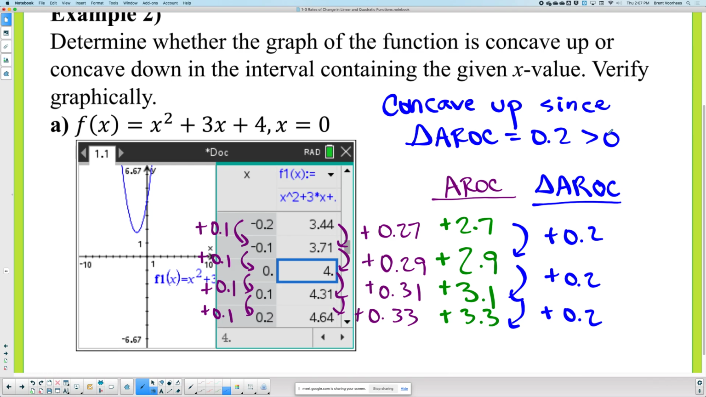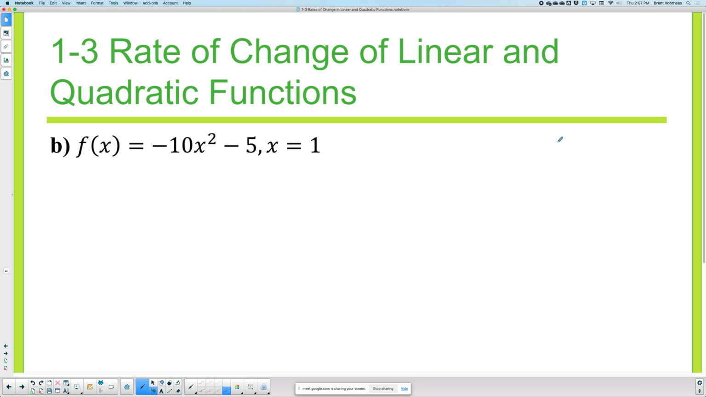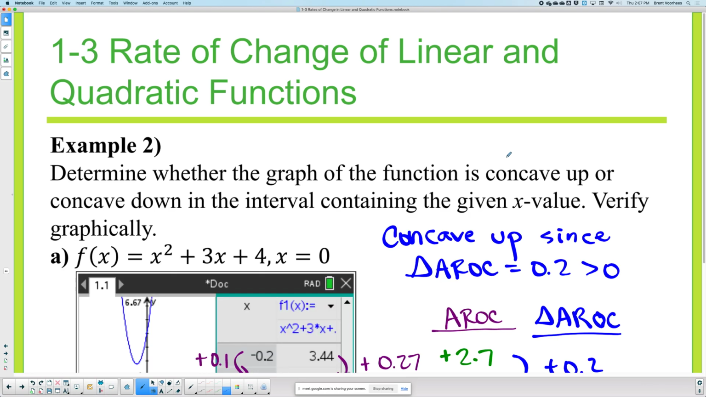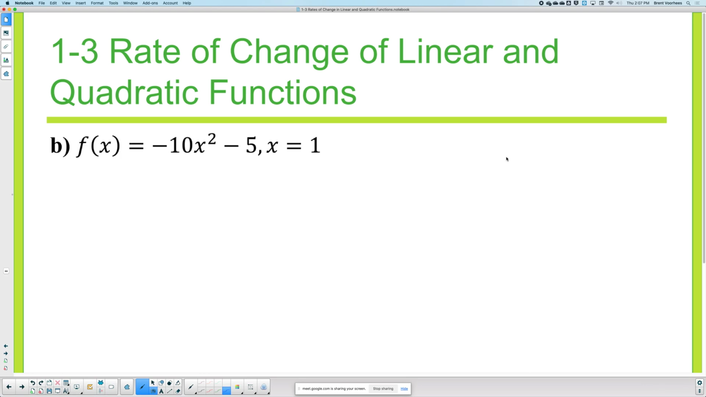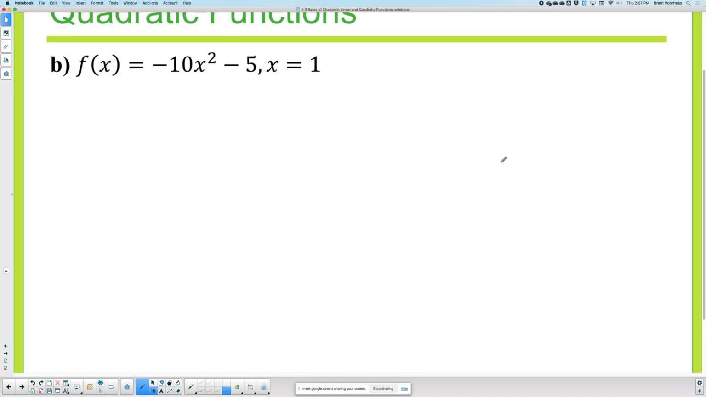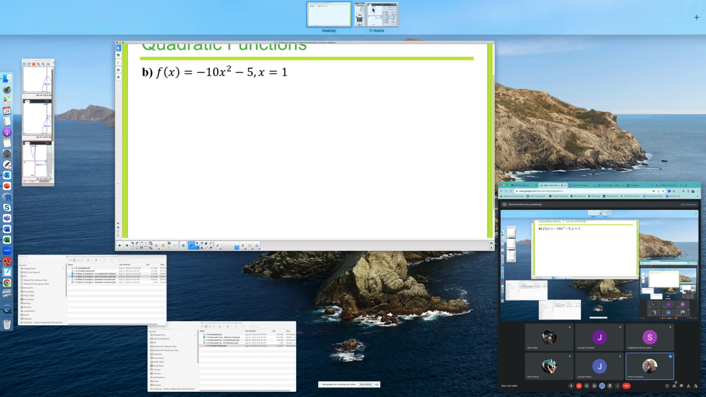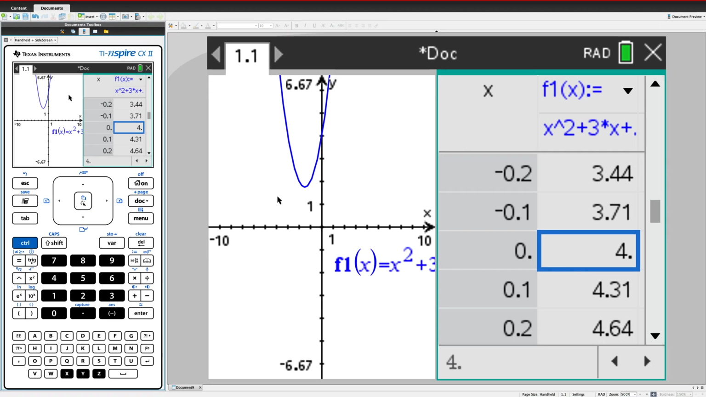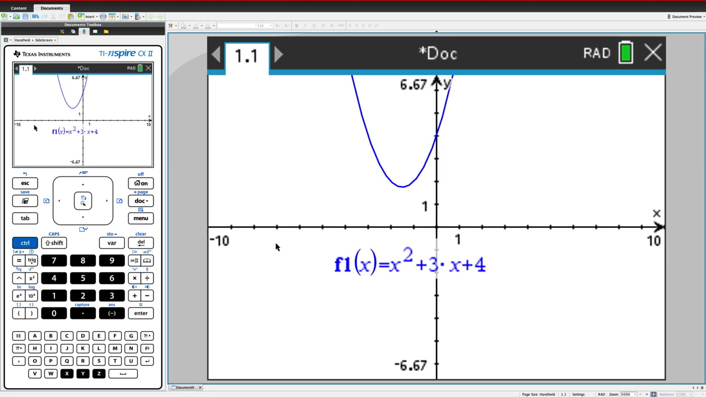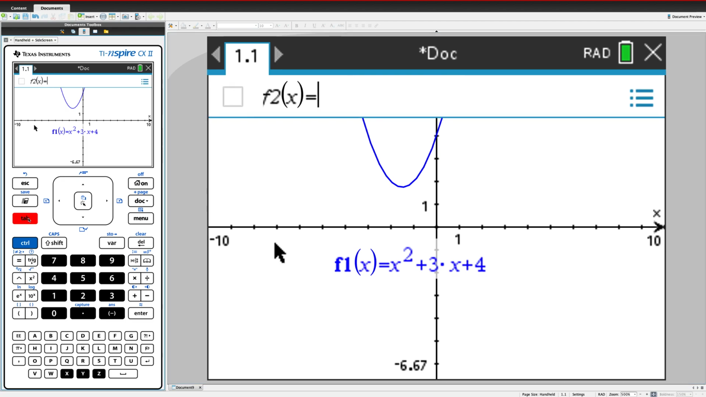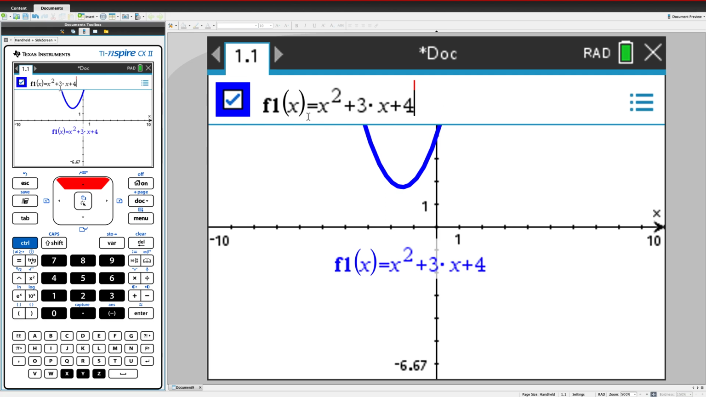Any questions before I move on here? All right. Again, the instructions here are to determine whether the graph of the function is concave up or concave down using a smaller interval. So let's go back to our calculator. You can either clear the whole thing out, or since we have our table set up, if you press Control-T, the table disappears, and you can press Tab to get your equation back. Press Tab, go up, and now you can edit your equation.